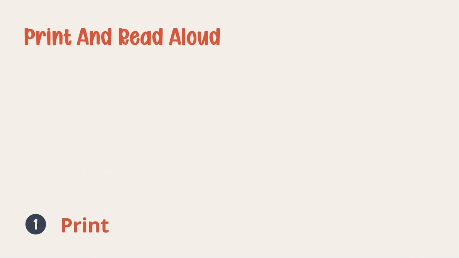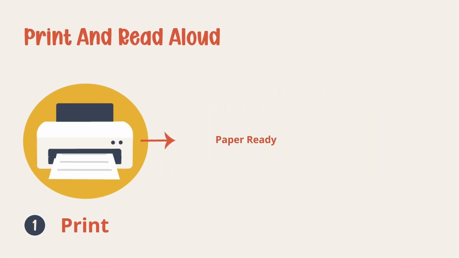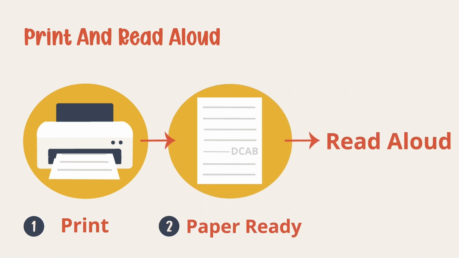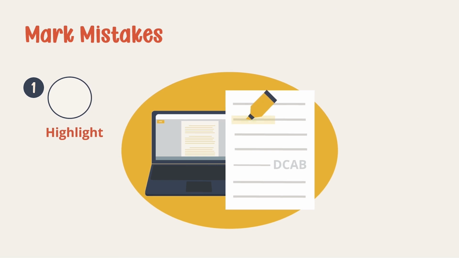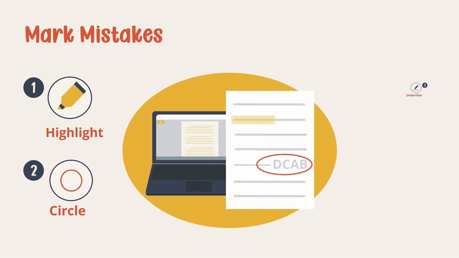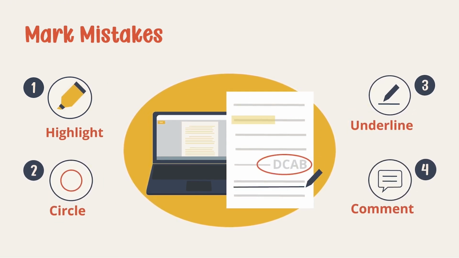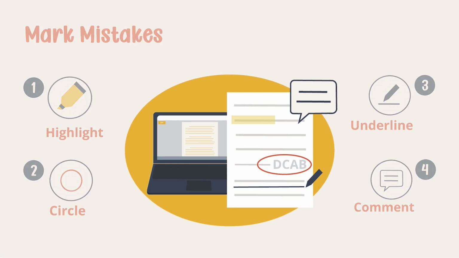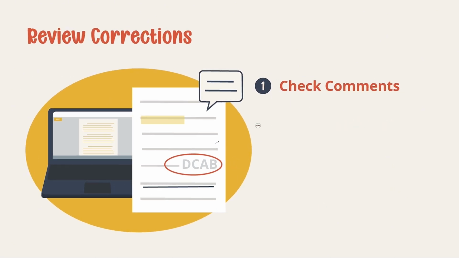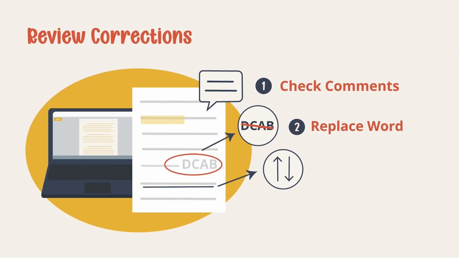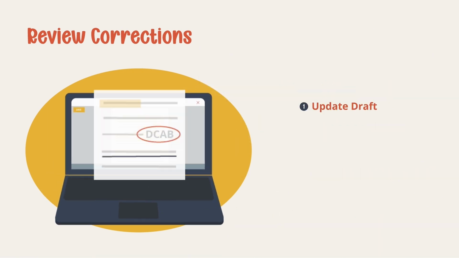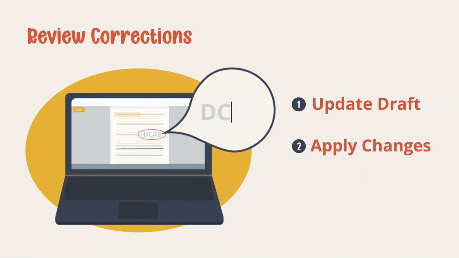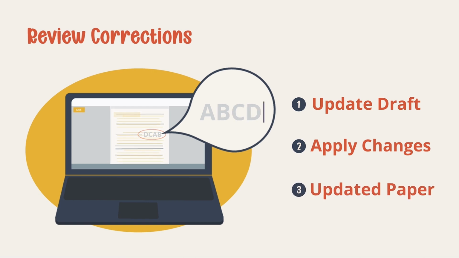Once your draft is complete, print it out and read it aloud. Hearing the words can help you spot mistakes or awkward sentences. As you read, mark any mistakes you find, highlight important points, circle errors, or underline unclear sentences. Review each correction carefully, replace incorrect words and improve the flow of your writing. Apply the changes to your draft step by step. This will make your writing clearer and easier to read.